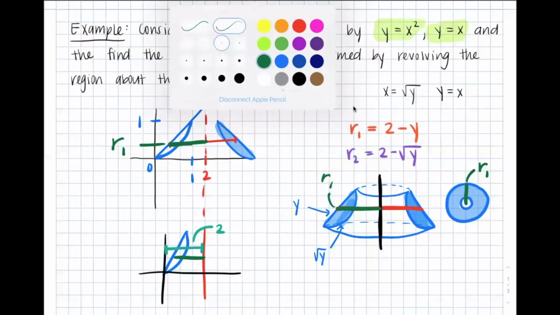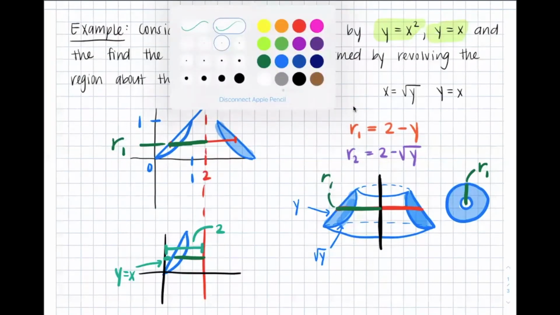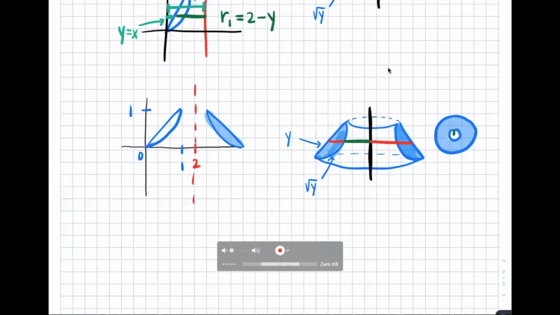So essentially you're removing just this tiny little piece right here. And this piece is given by y, right? Because that's the line y equals x. And so in terms of y, it's just y. And so that's why R1 is going to be 2 minus y. So here, if you look at it on the left of your axis of revolution, it's a lot easier to think about it. And in my previous explanation, I was trying to explain it on the right, and it's just a lot easier to see it on this side.